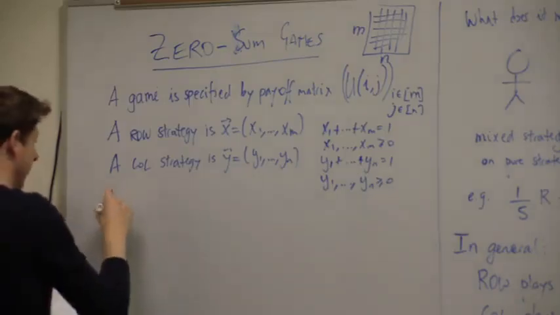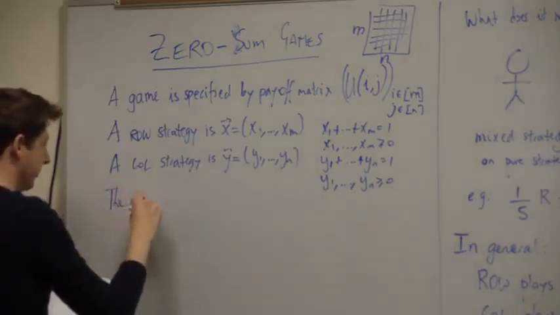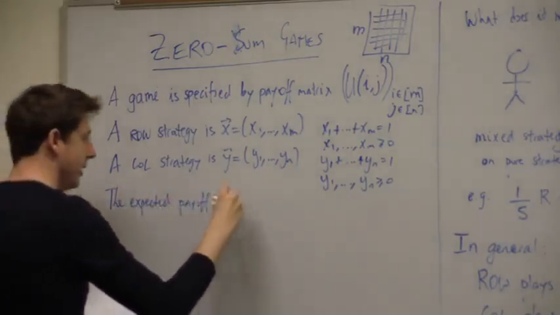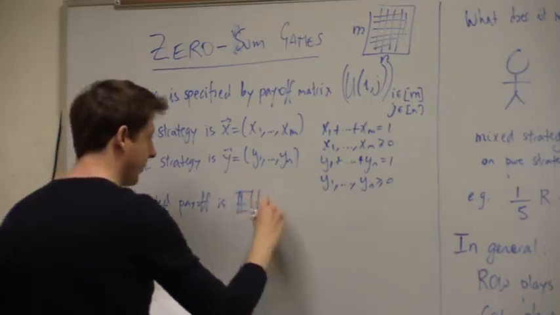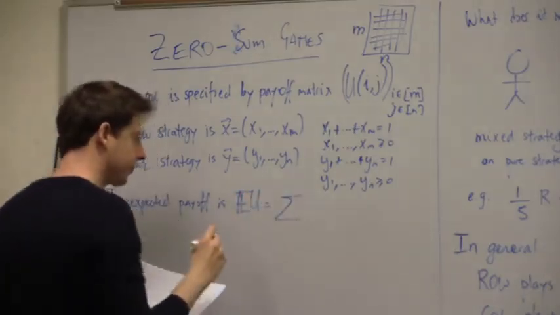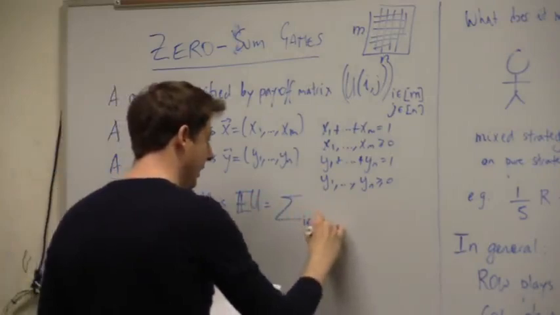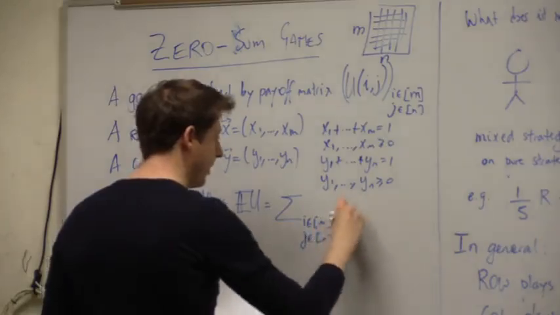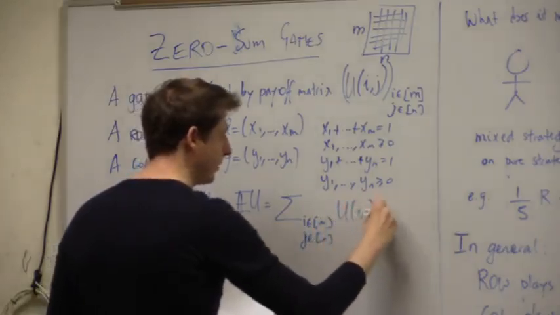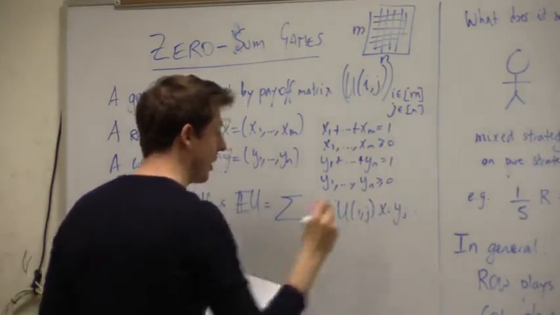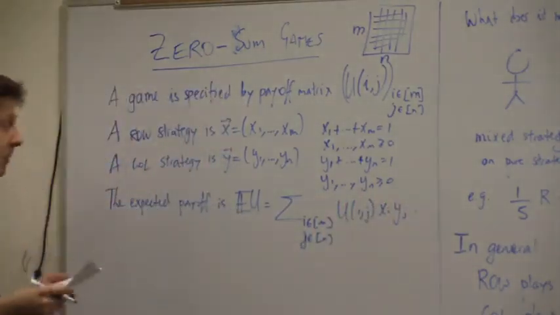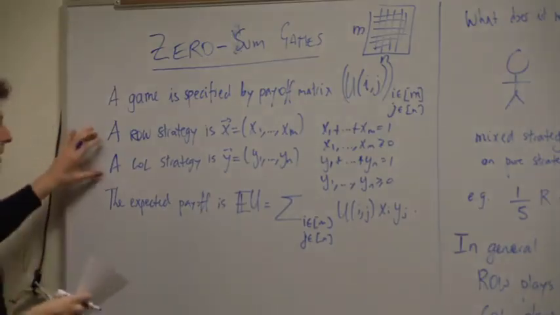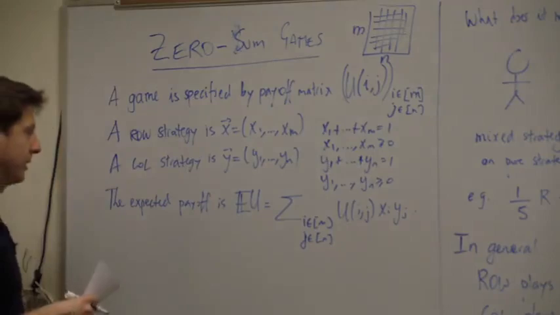And the expected payoff is the sum for i in m, j in n, of u_ij, x_i, y_j. Okay, so this is a general setup. So now I want to find x star and y star in this quite general setup.